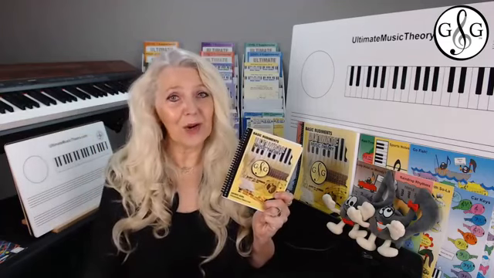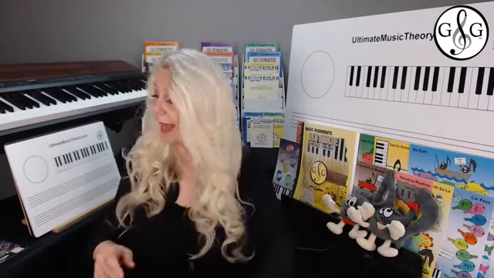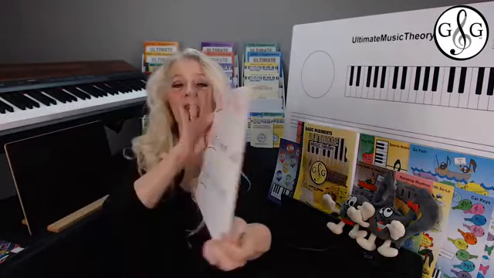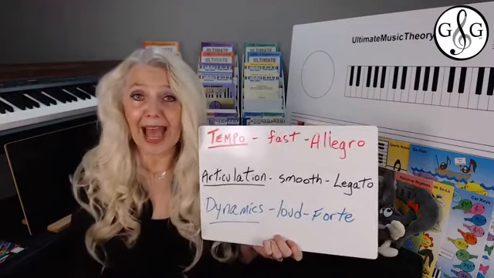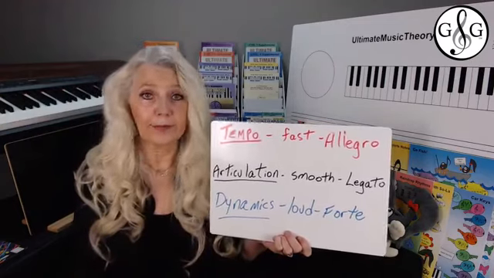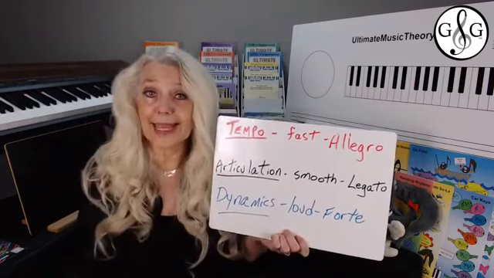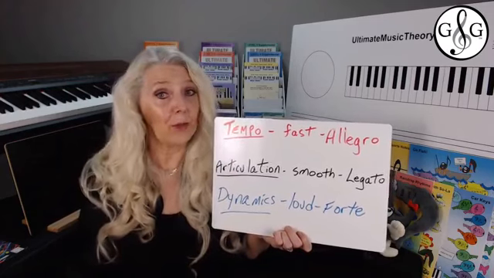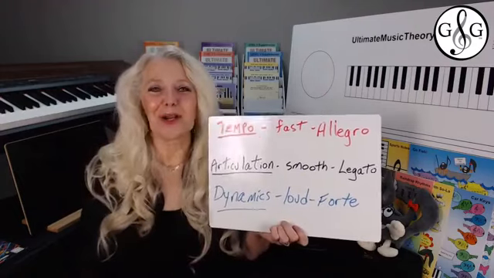As you listen to the story, you can also write the Italian terms and definitions on the back of your whiteboard, and you can just use the blank side for that. So here I have my Ultimate Music Theory whiteboard, and on the back, it's blank. So to write the tempo term for fast would be allegro, and to write the articulation term for smooth, that of course would be legato. And to write the dynamic term for loud, that would be forte. And it's fun to use colored markers too, right?